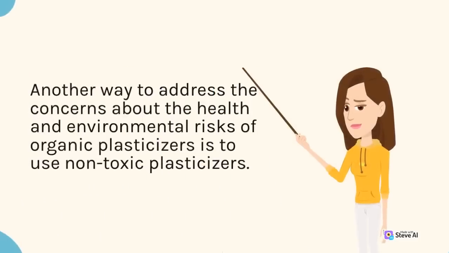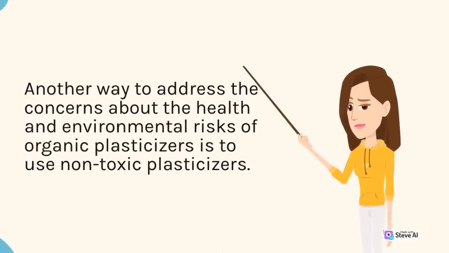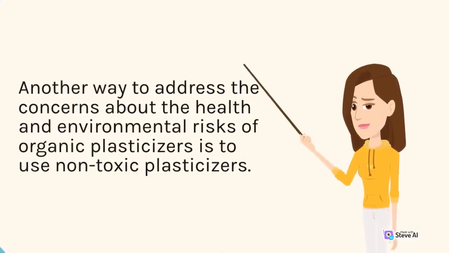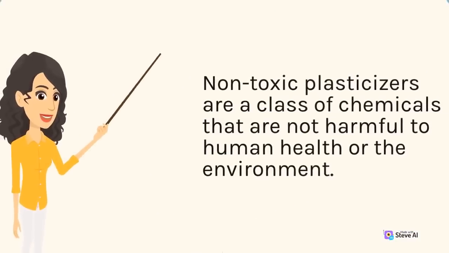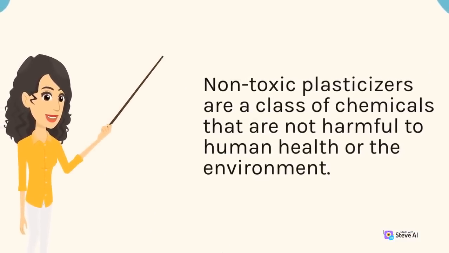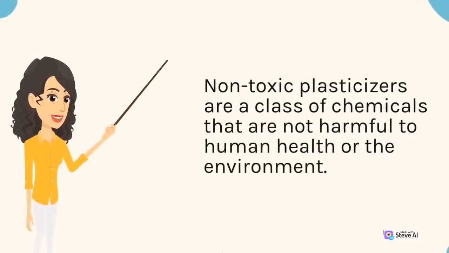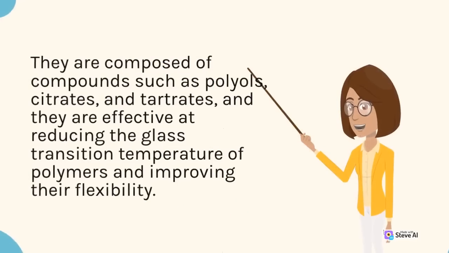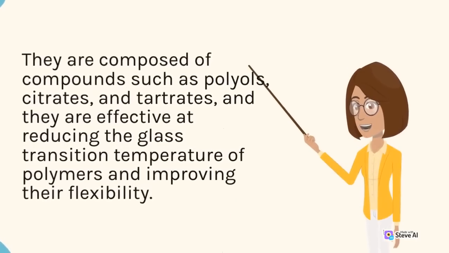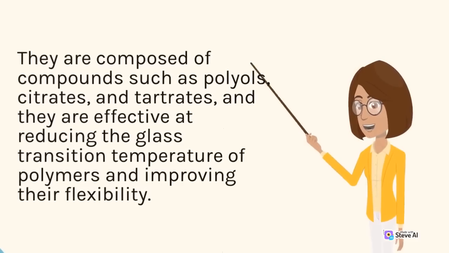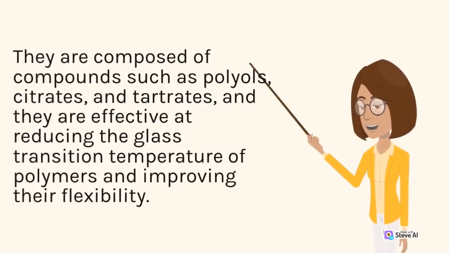Another way to address the concerns about the health and environmental risks of organic plasticizers is to use non-toxic plasticizers. Non-toxic plasticizers are a class of chemicals that are not harmful to human health or the environment. They are composed of compounds such as polyols, citrates, and tartrates, and they are effective at reducing the glass transition temperature of polymers and improving their flexibility.